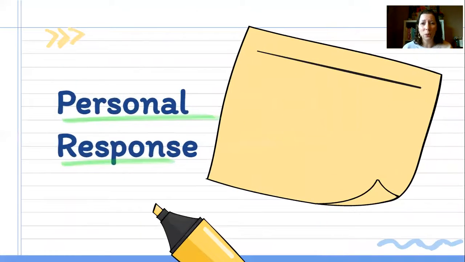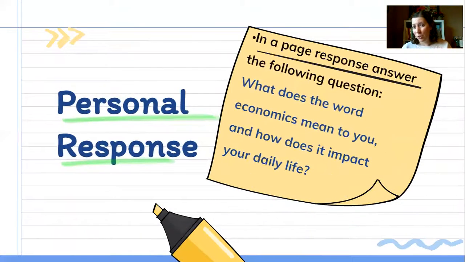So in an effort to keep things on the short side, we are going to wrap things up, and I'm looking for a personal response from you. In the Google Doc that is linked in this assignment, respond to this question. First of all, what does economics mean to you? And then how does that impact your daily life? Think about the choices that you make on a daily basis, the choices that your family makes, choices that you see businesses making. How does economics impact your daily life?